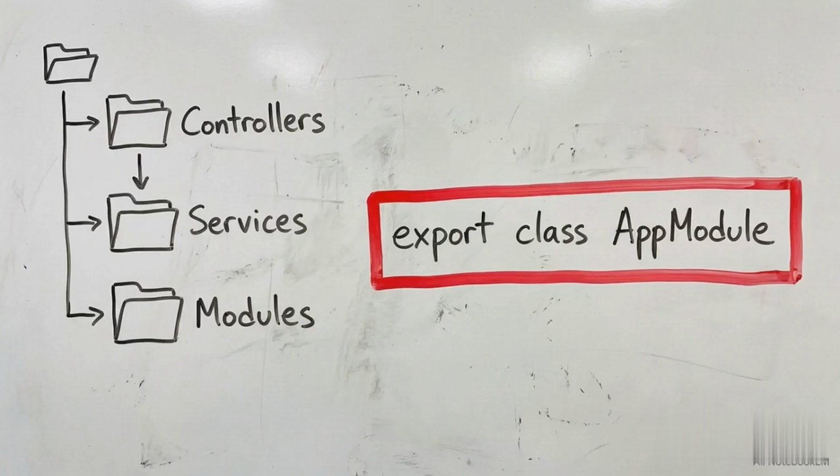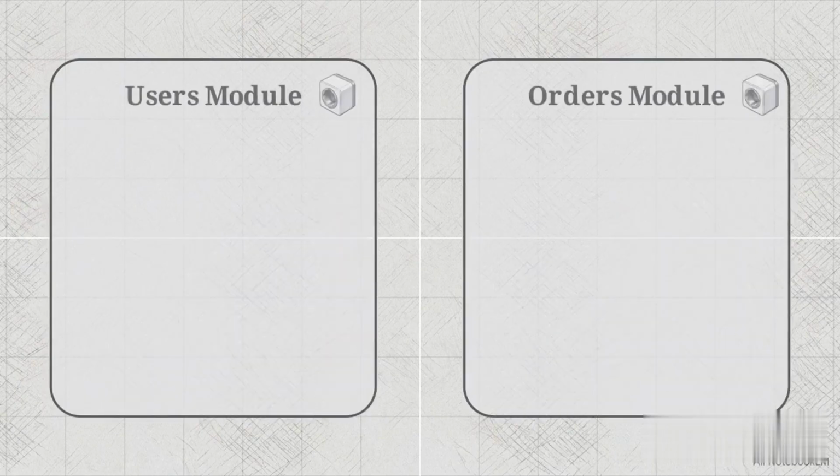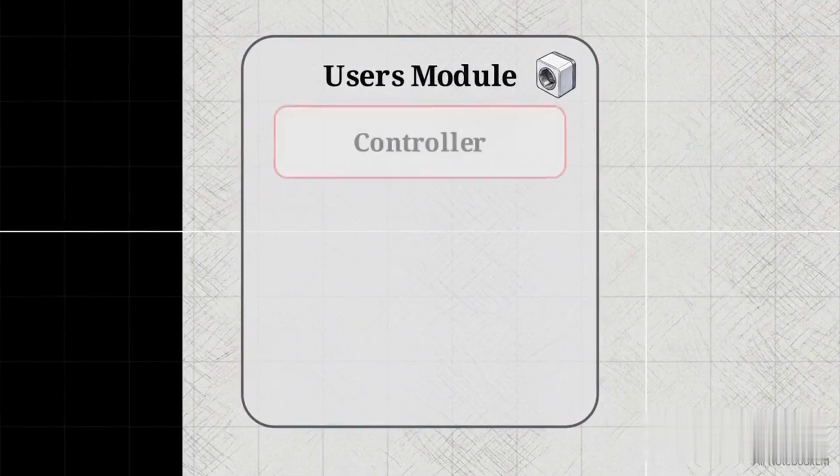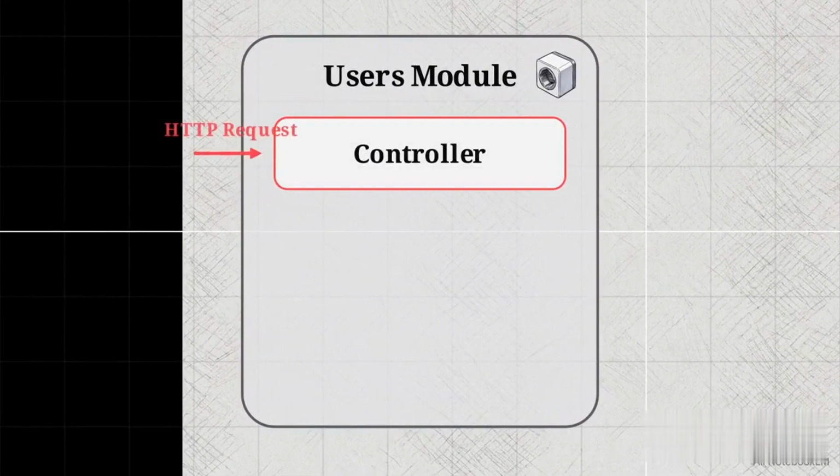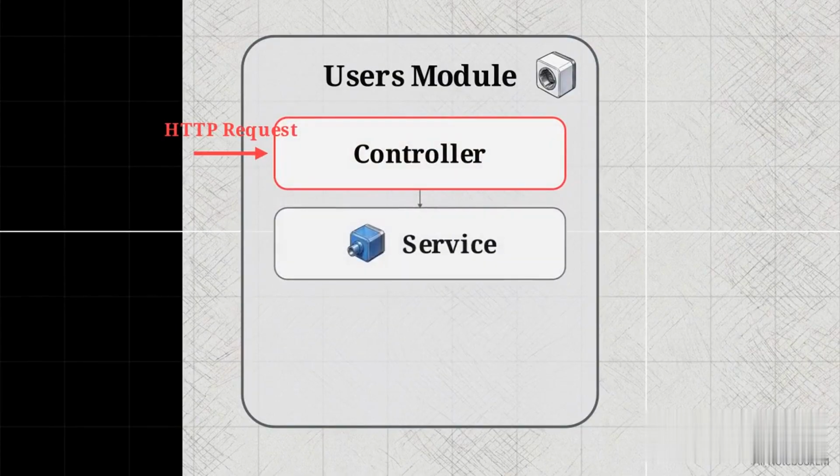Building an application that can scale to millions of users relies on enforcing these strict boundaries from the very first line of code. That organization starts with modules. These act as strict boundaries, encapsulating specific business domains, like users or orders, into self-contained units. Inside these modules, you have controllers. Their only job is to receive inbound HTTP requests, parse the data, and return a response.